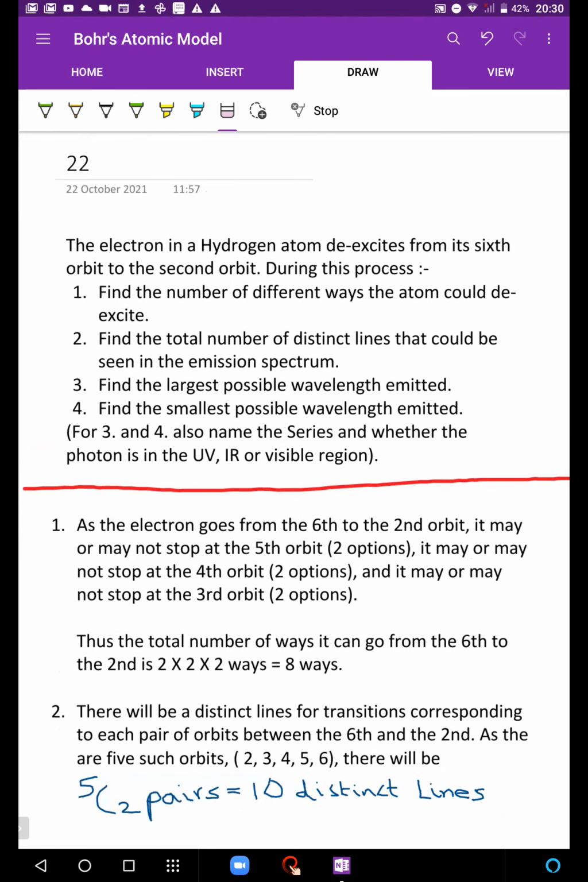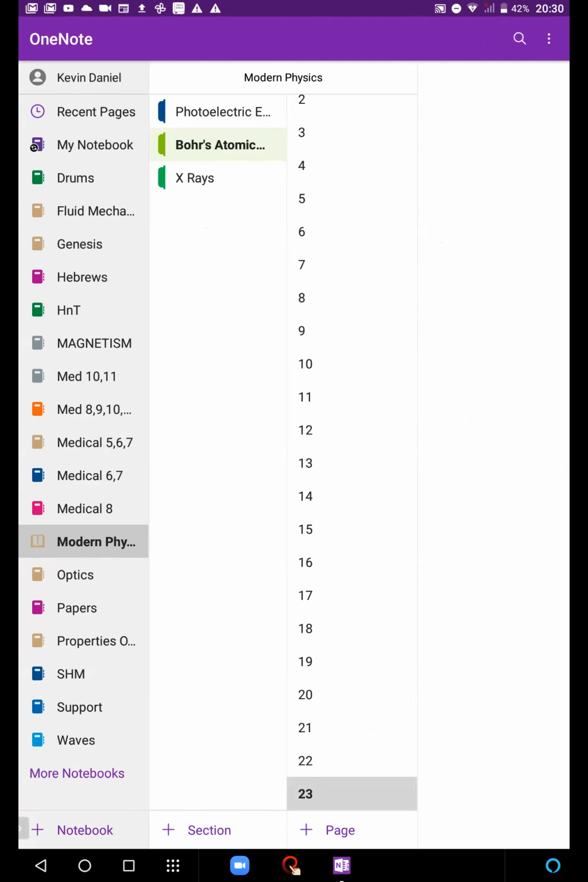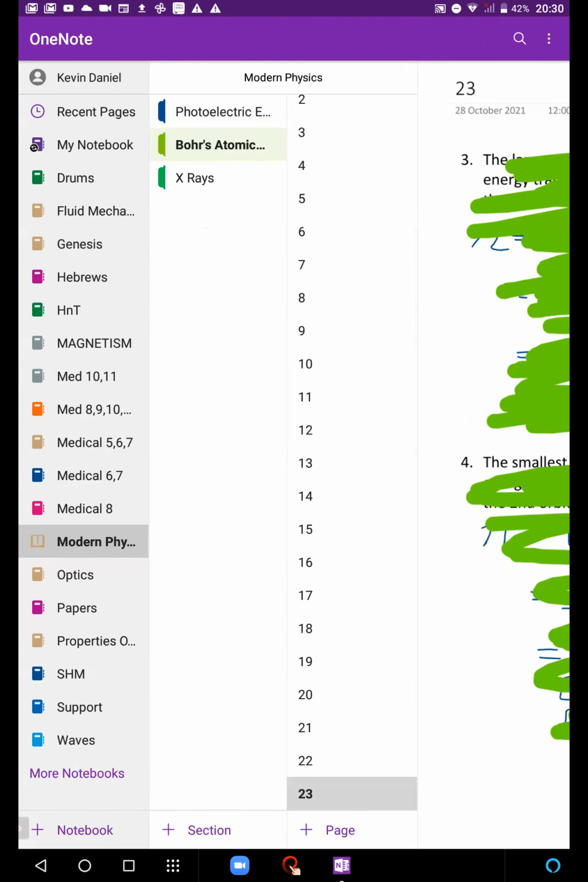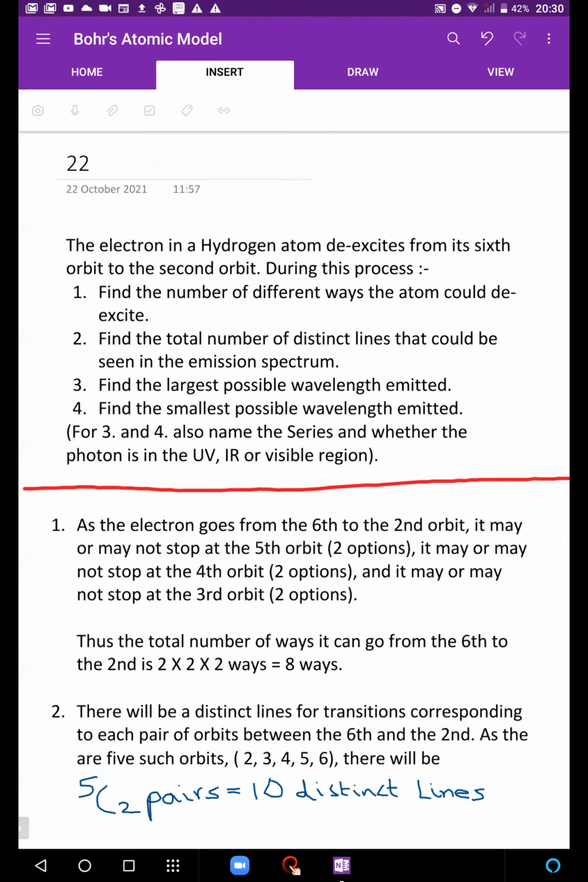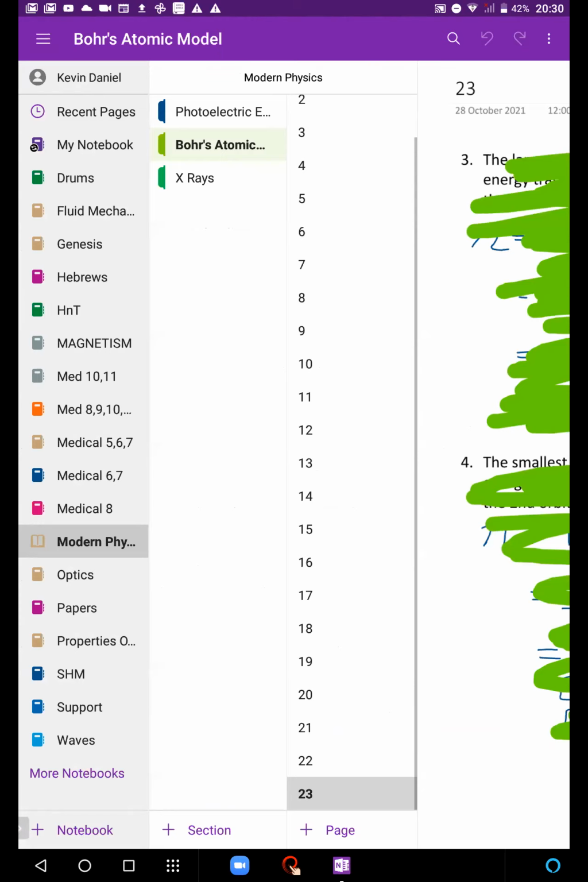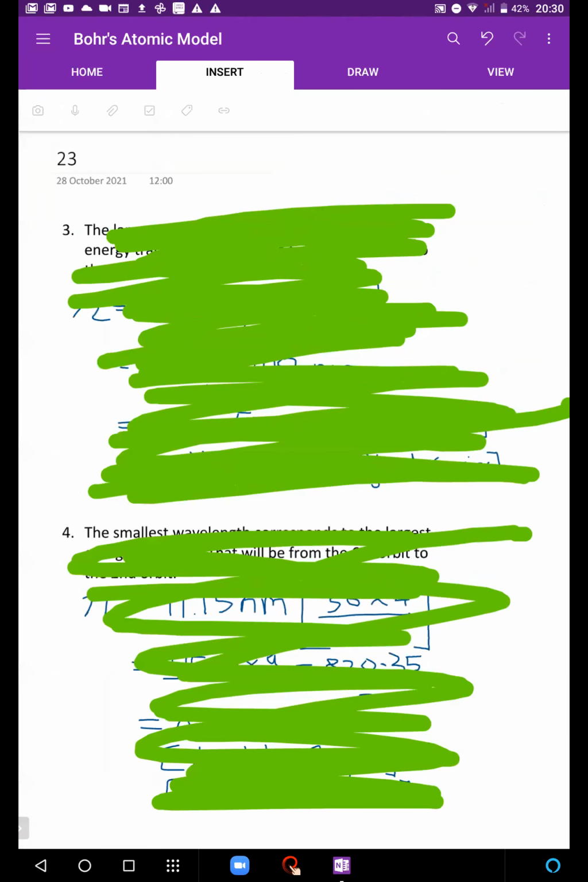Okay, third and fourth done, guys. Third and fourth: the largest possible wavelength and the smallest possible wavelength. Yash, very nice, superb. Does anyone else need time?